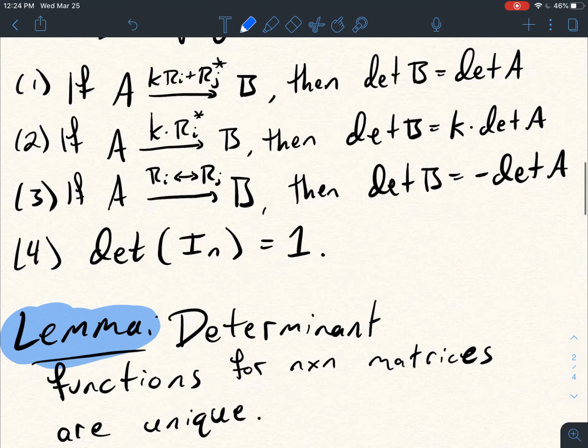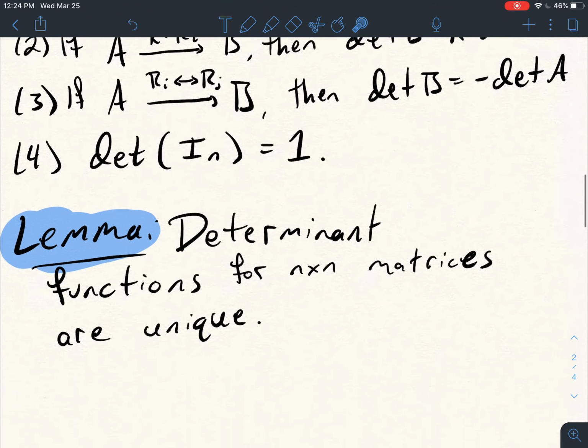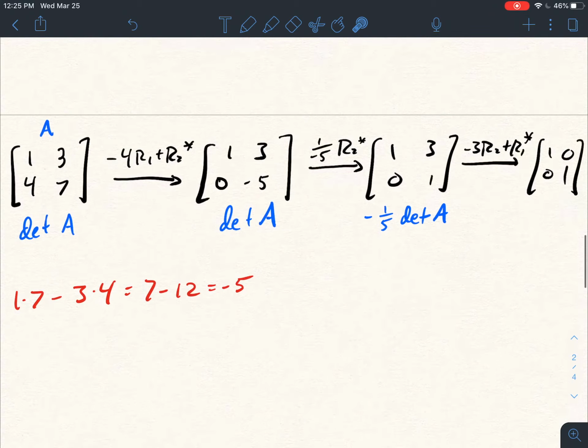And that's using this property right here. If I multiply a row by a scalar, then my new determinant is k times the previous determinant. And then over here, I added a scalar multiple of a row to a different row, so this does not change the determinant.